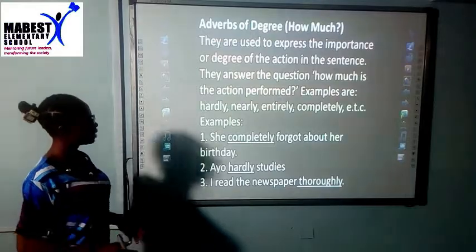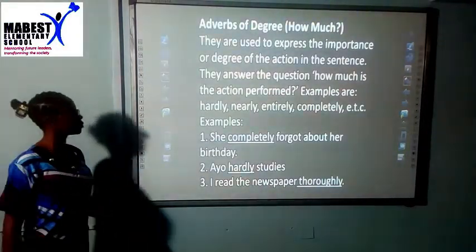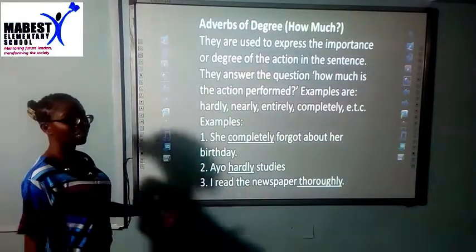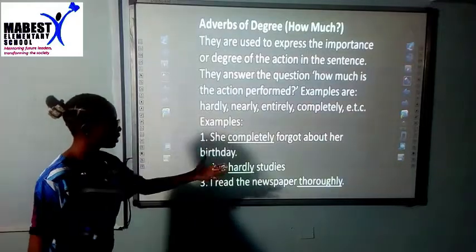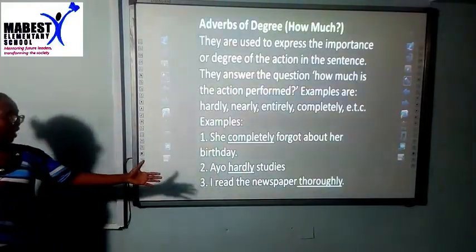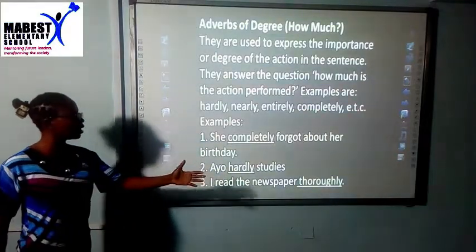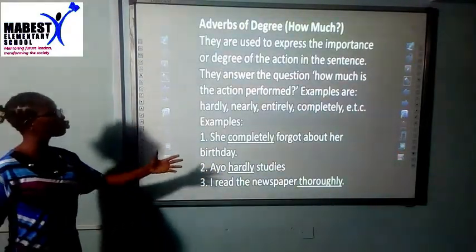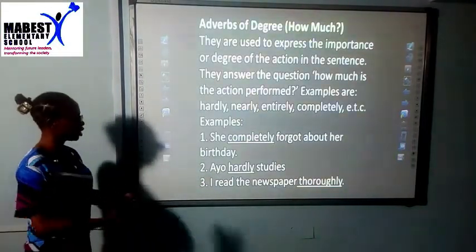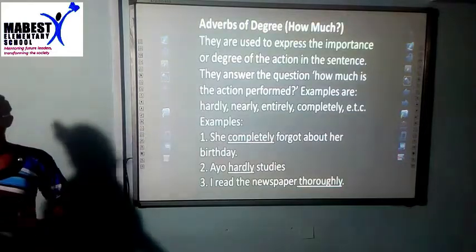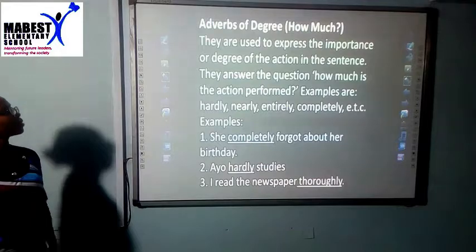Three, I read the newspaper thoroughly. Thoroughly is the adverb in the sentence, while read is the verb. Thoroughly is giving us more information about the verb read, which is the action of the sentence. So thoroughly is making us know the degree to which that action of reading is being carried out by the subject, which is I.